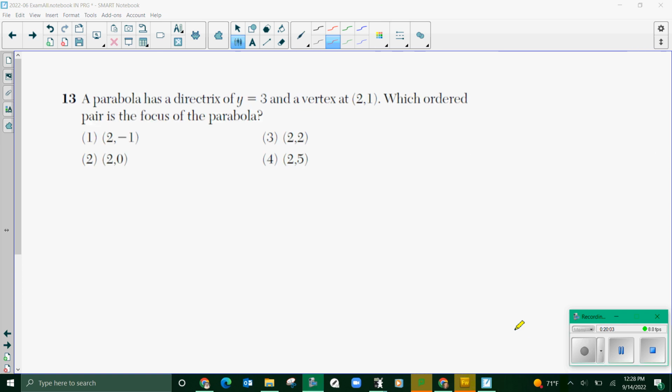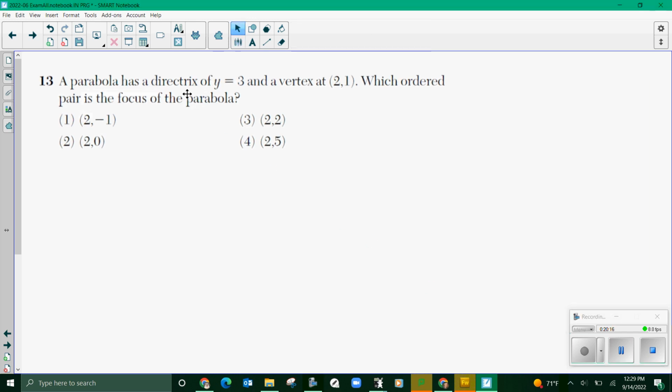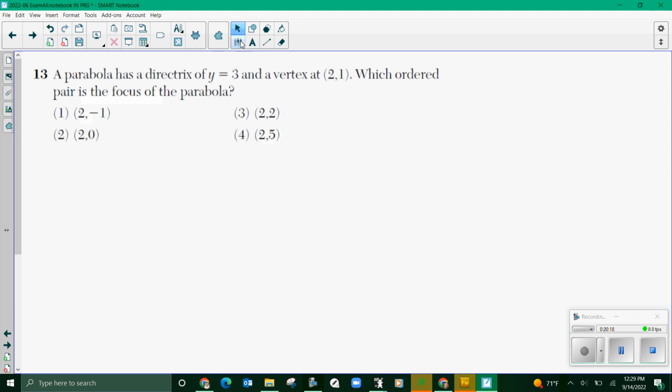Number 13. This is so simple if you remember one thing. Let's read the problem. Let me move this up out of the way here. It's not really in the way. I just like to maximize my space.